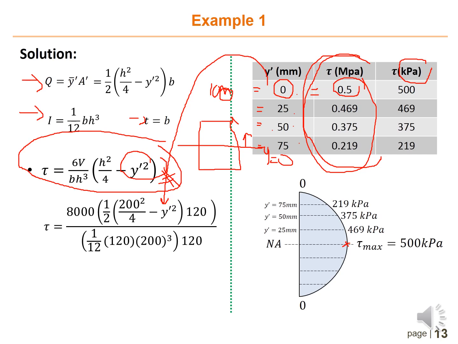Next is at y equals 25, and we got 469 kilopascal. Then you can see the values of shear stress at 50 and 75 from the neutral axis, here and here. Since the beam is symmetric, you just need to mirror this, copy it, and then you get the shear stress at the bottom part.